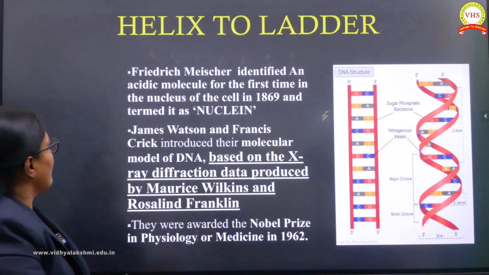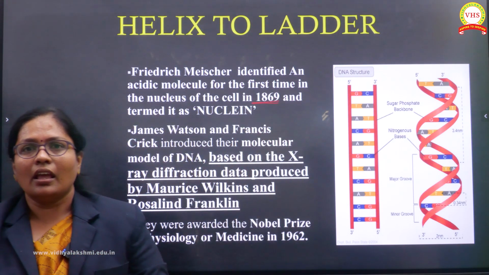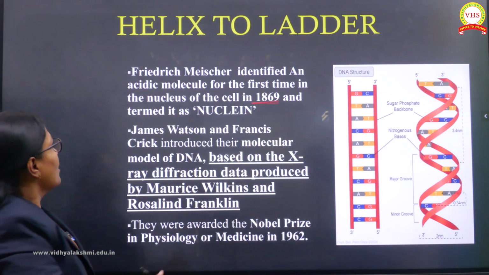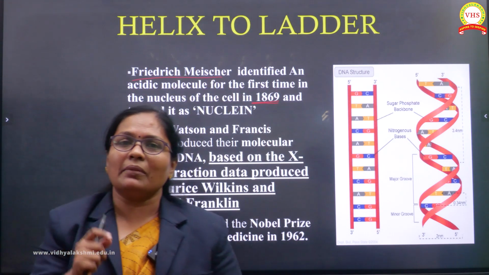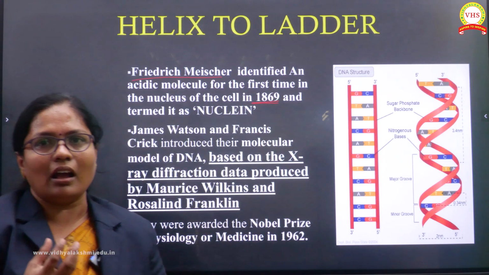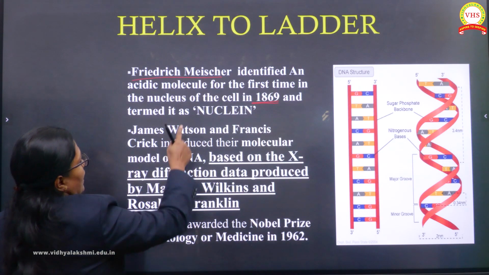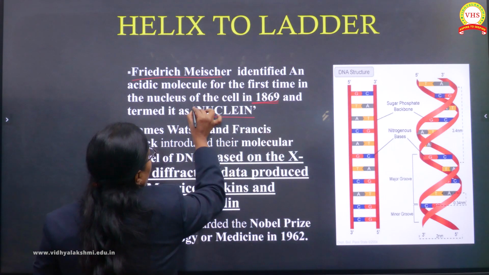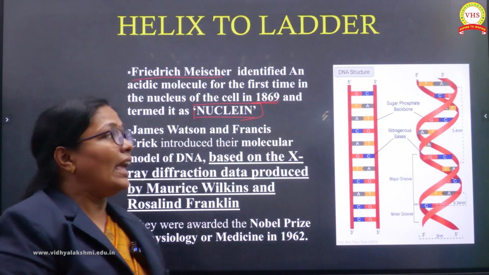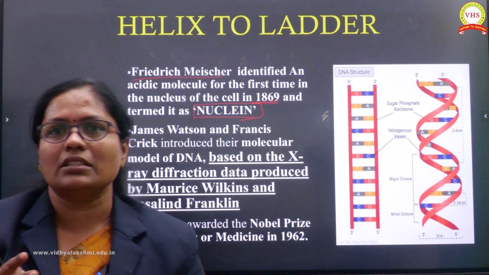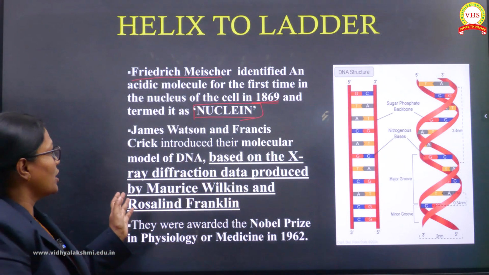At first, in the year 1869, when did we know about this DNA? In 1869, there was a scientist called Friedrich Miescher. Friedrich Miescher for the first time identified some acidic content inside the cell, in the nucleus of the cell, and he termed it nuclein. During the 1860s, up till 1900, we were not aware of the DNA structure and all.